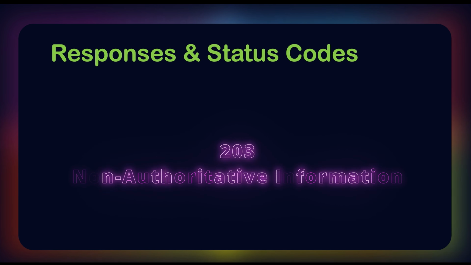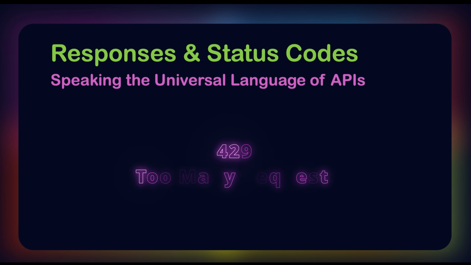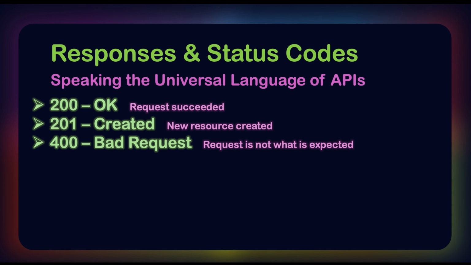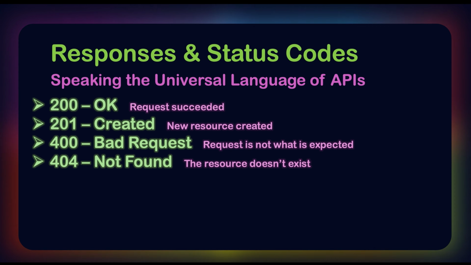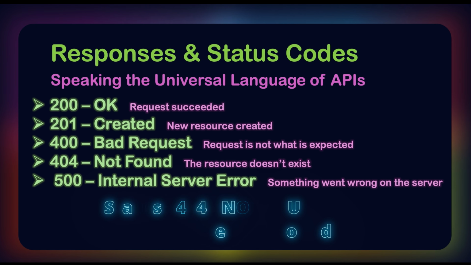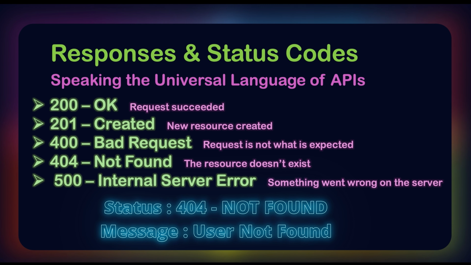Responses and status codes. When you make a request, the API responds with a status code. Here are the most common ones. 200 means success. 201 means a resource was created. 400 means there was something wrong with your request. 404 means the resource doesn't exist. 500 means something went wrong on the server. Good APIs also return helpful error messages. For example, if you try to get a user that doesn't exist, the API might respond with a message saying, "User not found," along with the code 404.